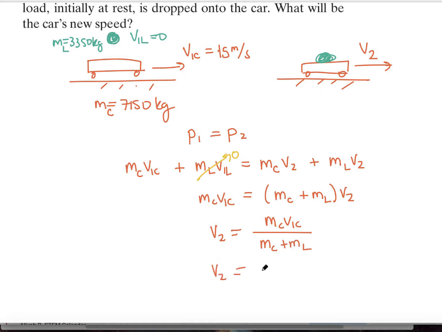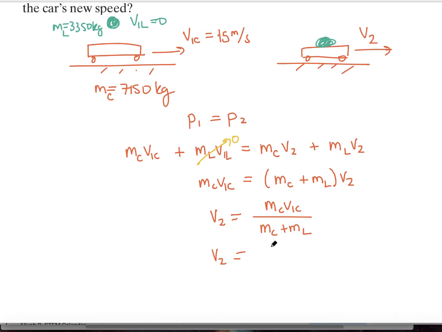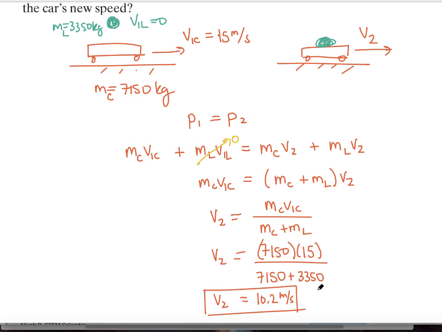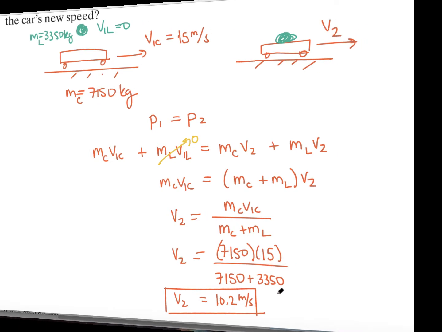So substituting values, we have 7,150 multiplied by the initial speed of 15 all over the 7,150 plus 3,350. So plugging this into a calculator, we get a final speed of approximately 10.2 meters per second. And there you have it, conservation of momentum.